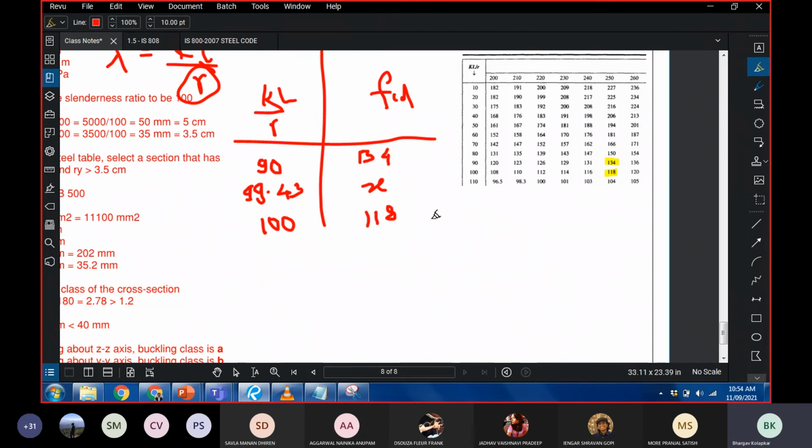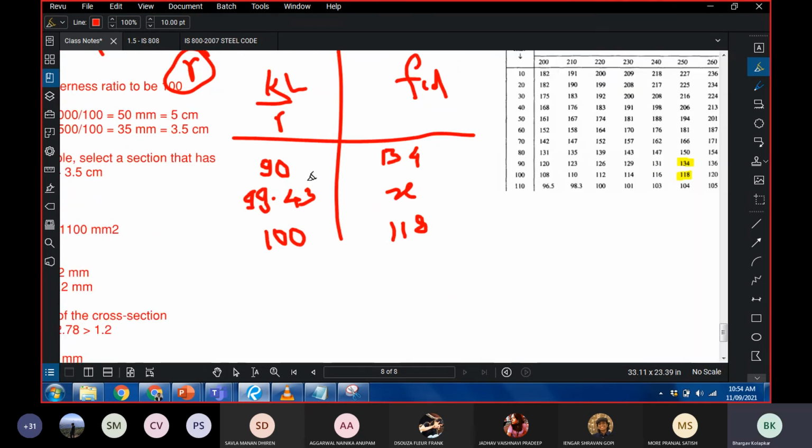I'm sort of getting a feeling that none of you have revised anything from the last lecture. This is simple interpolation. We know a value for 90, that is 134. We know a value for 100, which is 118. We are trying to find a value for 99.43. Without calculating, can you guess? 117? Yeah, you can use a value of 117.5.